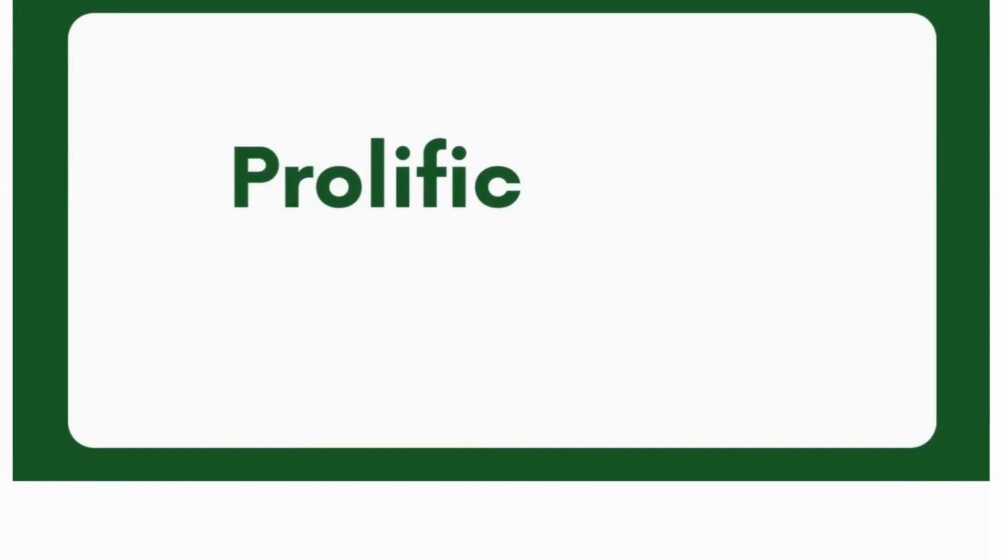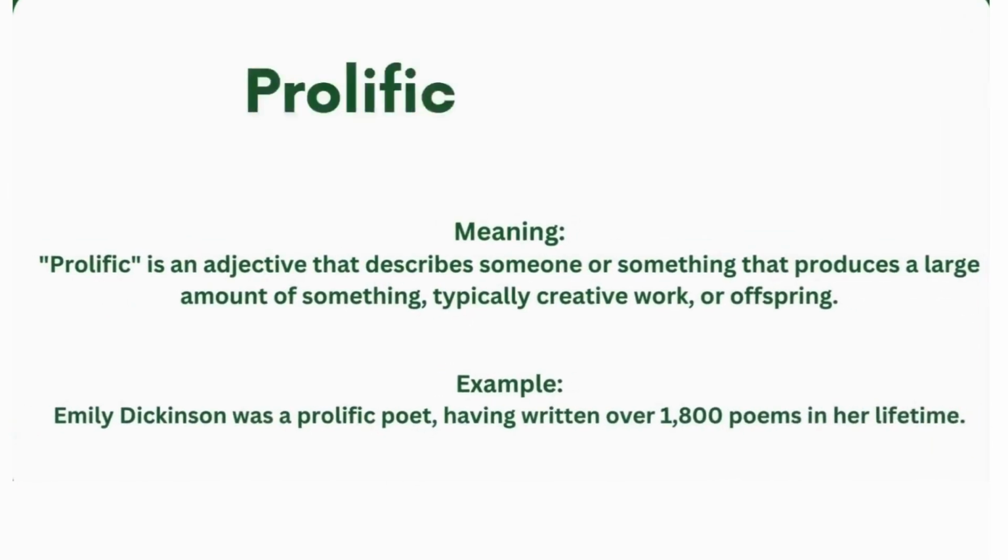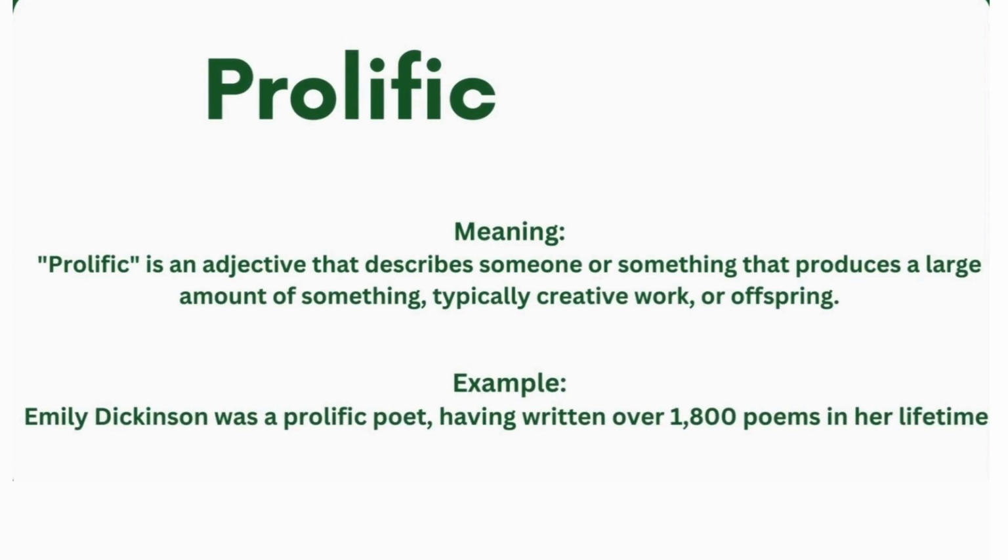Prolific. Meaning, prolific is an adjective that describes someone or something that produces a large amount of something, typically creative work or offspring. Example, Emily Dickinson was a prolific poet, having written over 1,800 poems in her lifetime.